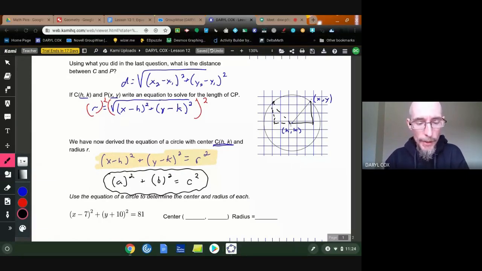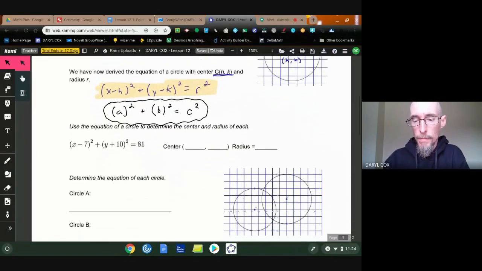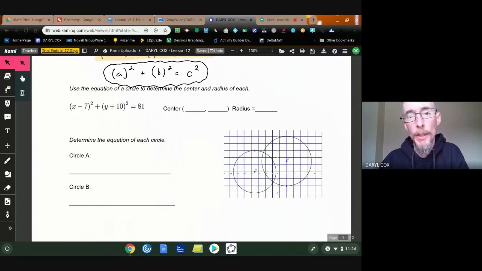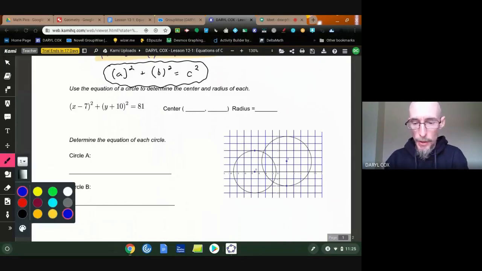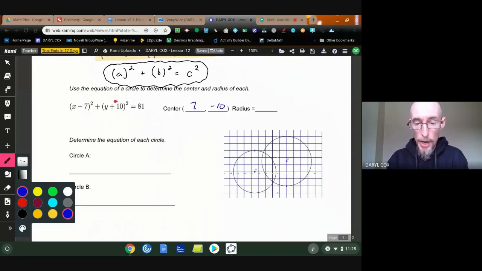Once we know that and we know the shortcuts, well, that's the whole thing about mathematics. I learn things so I can use shortcuts. Now they give me a formula, and from this formula, I can find the center. So my center, what do you think it is? Hopefully you said 7, negative 10. One of the mistakes people tend to make is saying negative 7, positive 10.